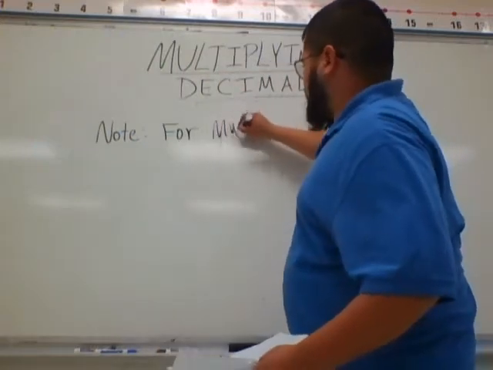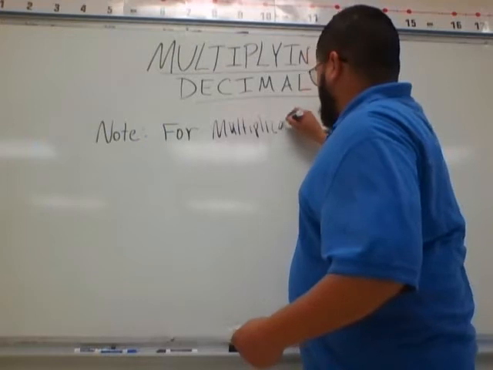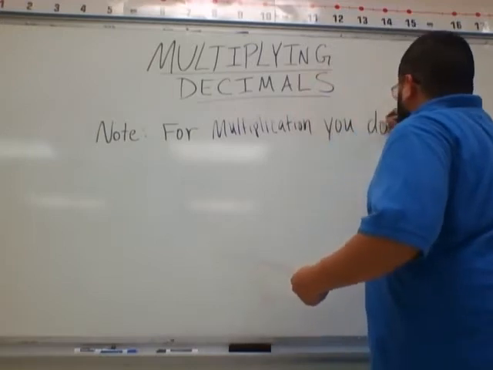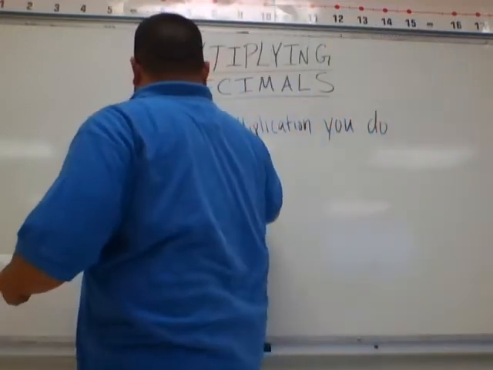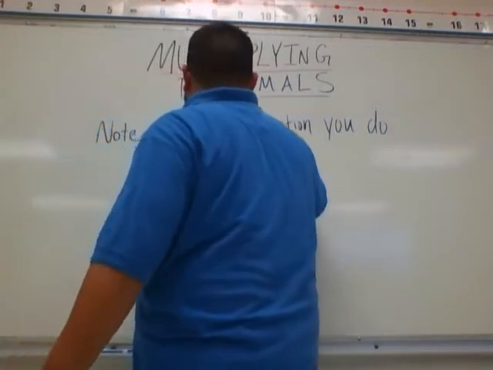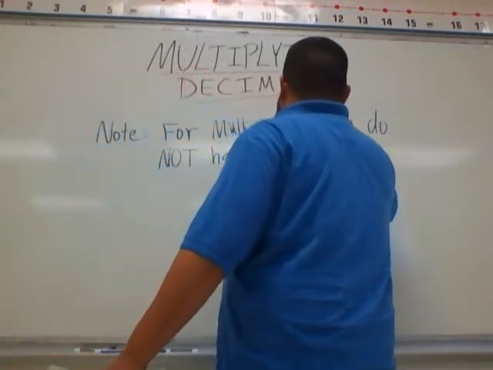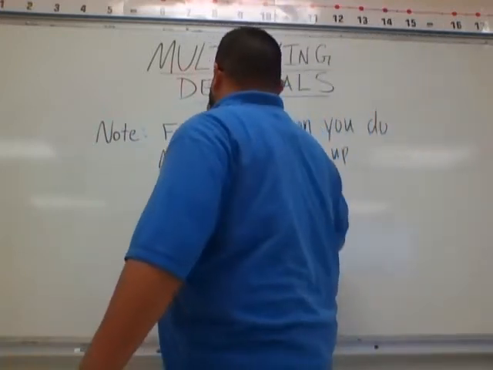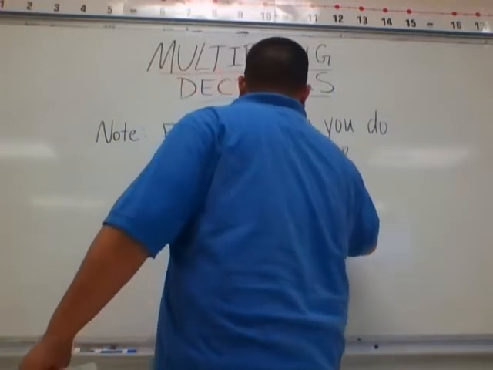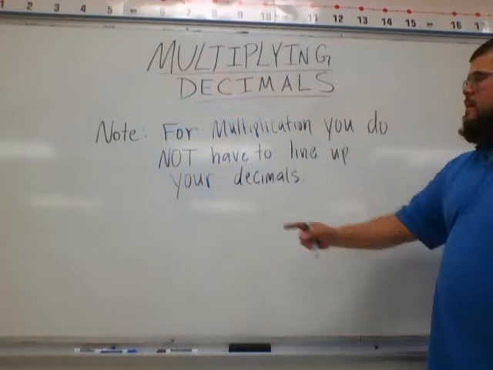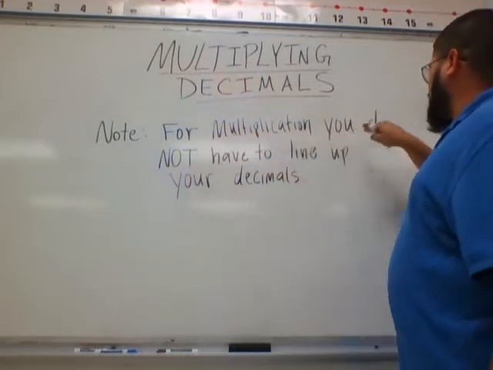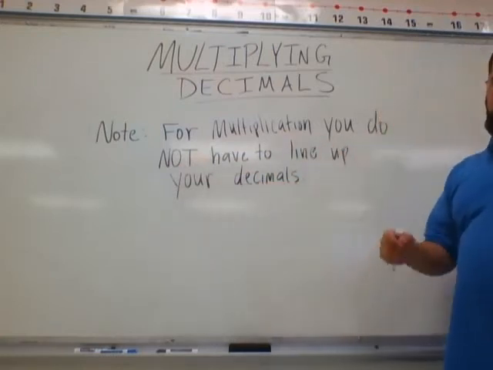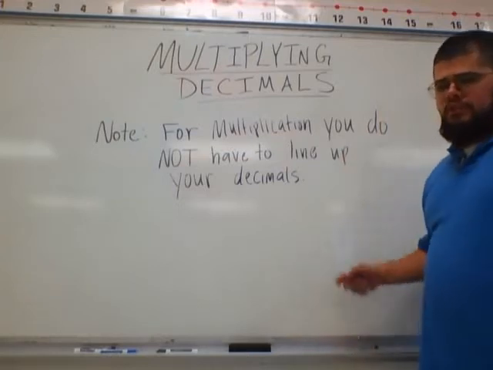For multiplication, you do not have to line up your decimals. Okay, that's important. For multiplication, you do not have to line up your decimals. Can you? Yes. Do you have to? No. That's an important thing to know.